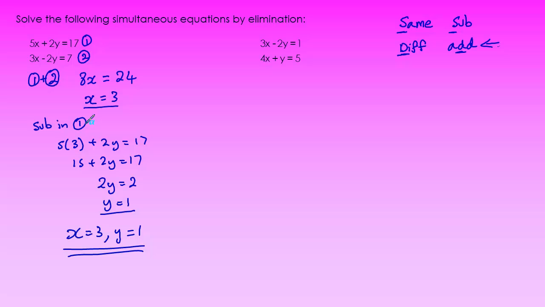Now we used equation 1 in order to find that, so we should check that works with equation 2. So 3 lots of 3 is 9. Take away 2 is 7. So it works in equation 2. So this is the solution.